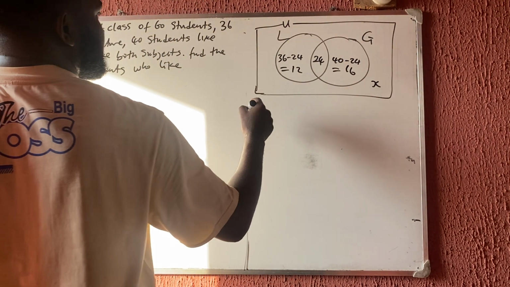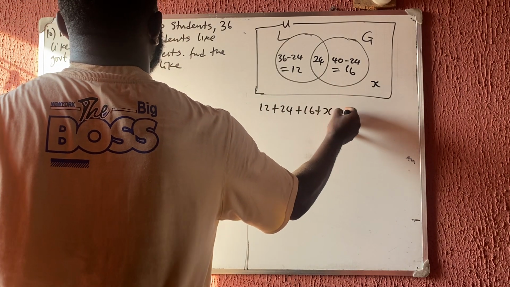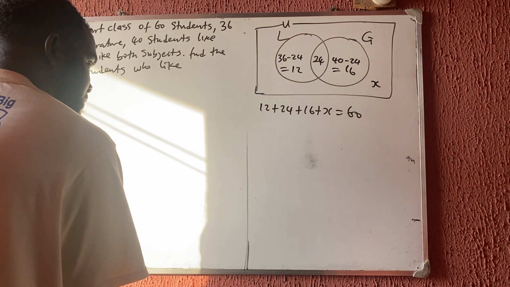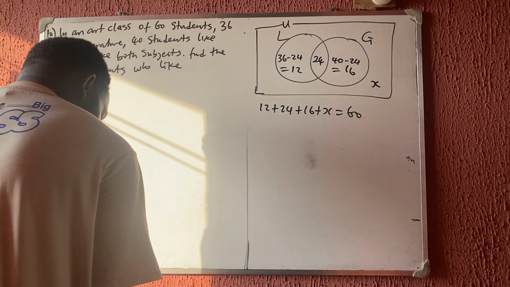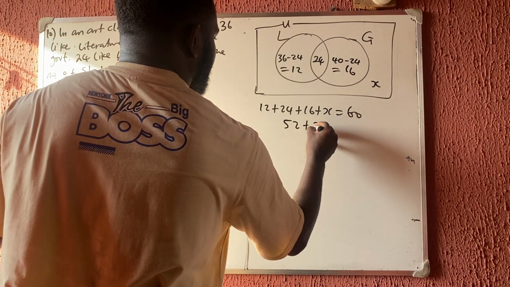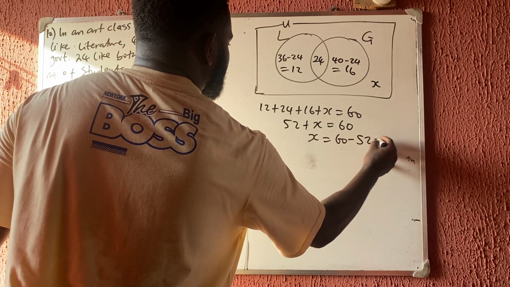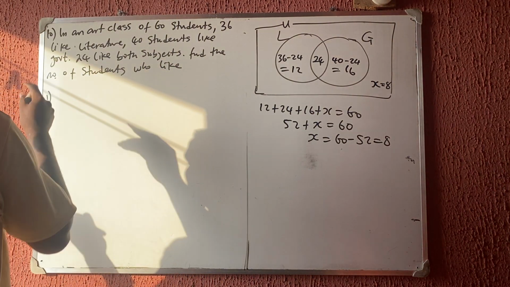So how do we get it? We say 12 plus 24 plus 16 plus that X is equal to 60 students. Okay, so add everything here. 16 plus 12 plus 24, I have 52. So 52 plus X is equal to 60. So X will now be 60 minus 52, which is 8. So I have that here is 8. So let's start answering the first question.